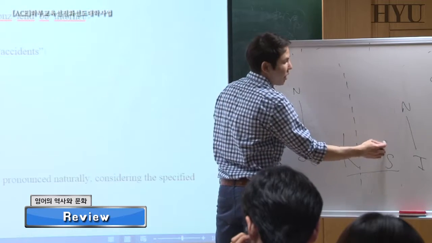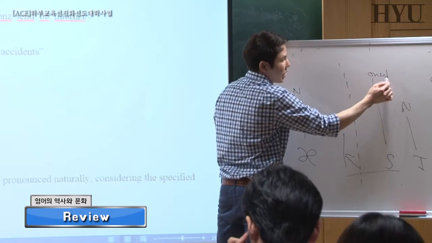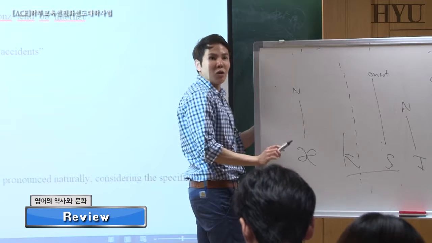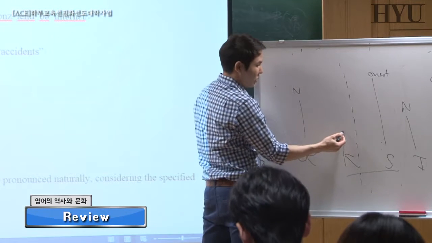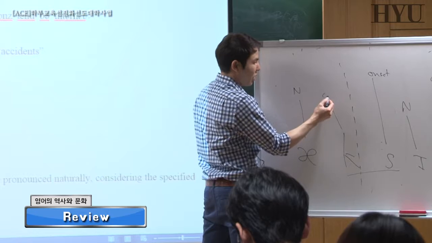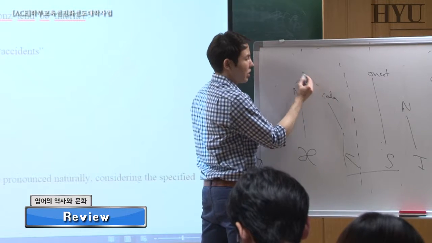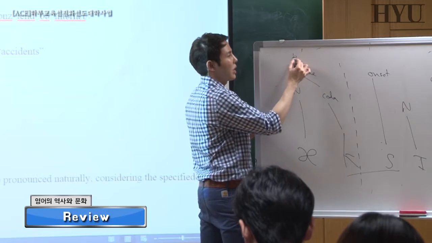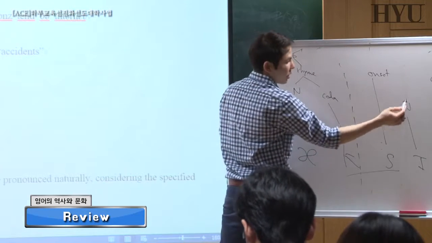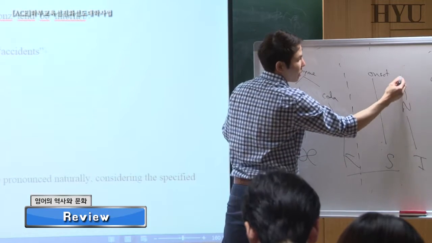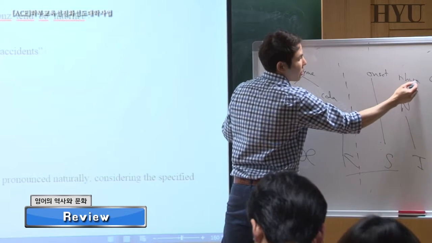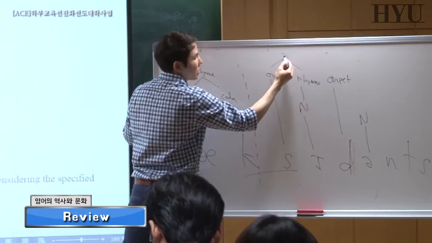So S could be the onset of that second syllable. But K has to be the coda because we have no other choices, right? So this is the coda, and then this makes up the rhyme, and there's no onset, so that's one syllable. The onset, and then this is the rhyme part. So this is a syllable.